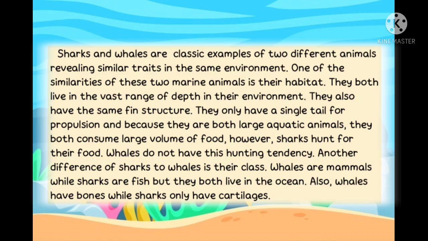Sharks and whales are classic examples of 2 different animals revealing similar traits in the same environment. One of the similarities of these 2 marine animals is their habitat. They both live in a vast range of depth in their environment. They also have the same fin structure. They only have a single tail for propulsion, and because they are both large aquatic animals, they both consume large volumes of food. However, sharks hunt for their food. Whales do not have this hunting tendency.